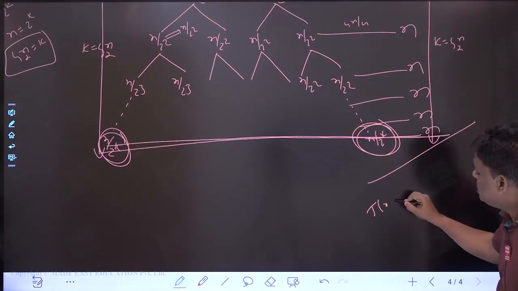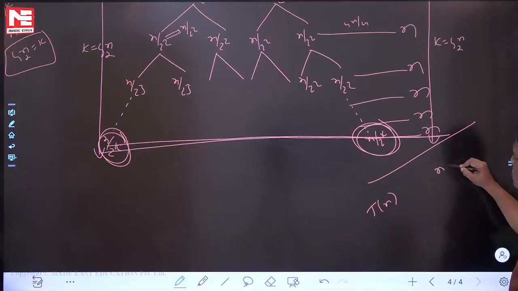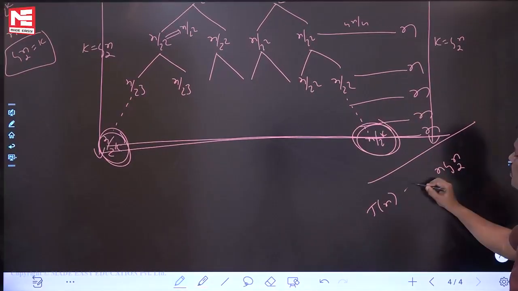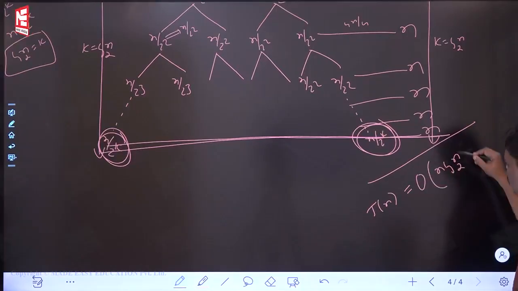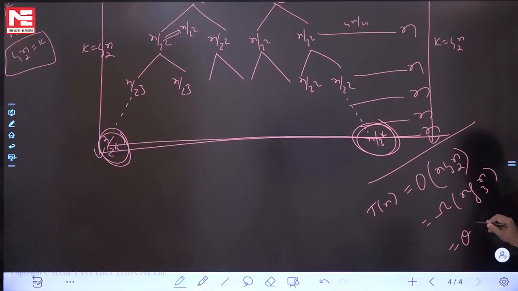So finally what is the answer? The actual answer is T(n). Every level is n, like that log n base 2, so n log n base 2. This itself is upper bound, this itself is lower bound also, because the left height, right height is same. Finally you can say theta of n log n. Theta of n log n.